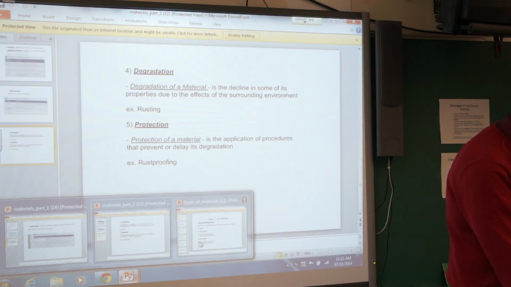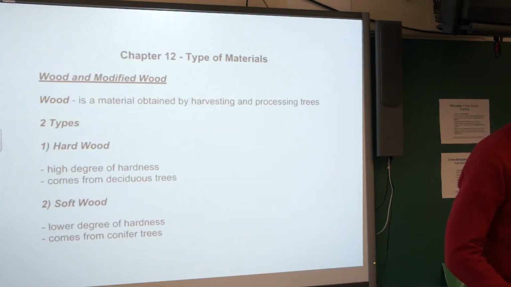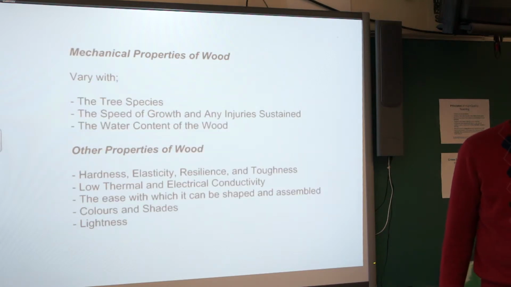So with all these factors taken into account, we must look at the types of materials that we would use in order to manufacture an object. Wood is a material obtained by harvesting and processing trees. Two types of wood are hardwood and softwood.